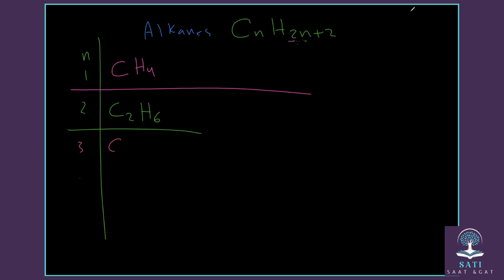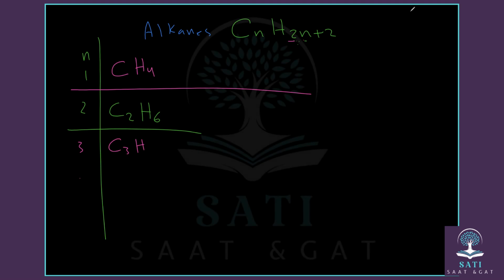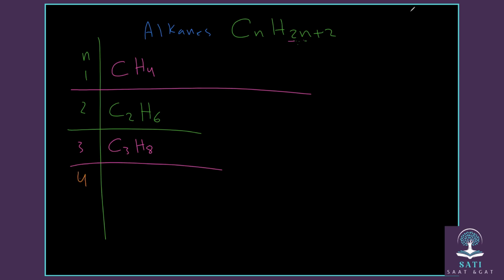It's going to be C3. And what will be H? H will be twice the 3 plus 2. So 3 times 2, 6 plus 2 is going to be 8. Okay, what about when n is 4? When n is 4, as you see, it's going to be C4. H will be 4 times 2, which is 8, plus 2, that is 10. Good.